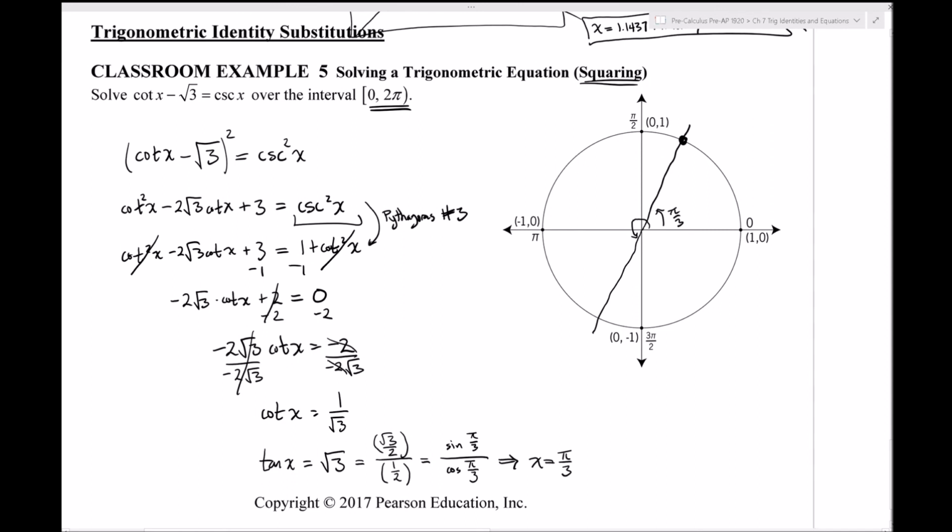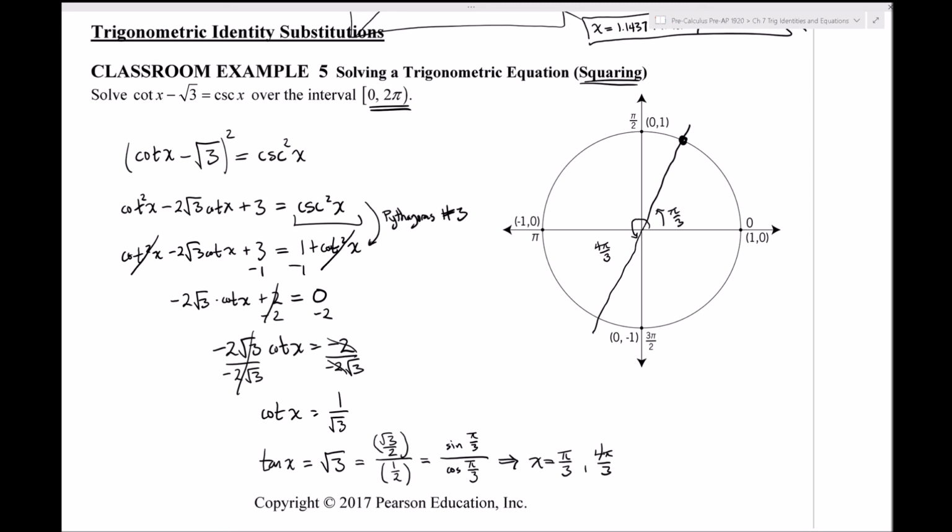From here to here, that is 4 pi over 3, I think. Let me double check. That's 1, 2, 3, 4, 5, 6. Yeah, so it's 4 pi over 3, because I'm forgetting my unit circle, basically, is what's going on. So there are those two angles, 4 pi over 3 and pi over 3. Those are the only two that I'm seeing produce anything meaningful out of this equation.